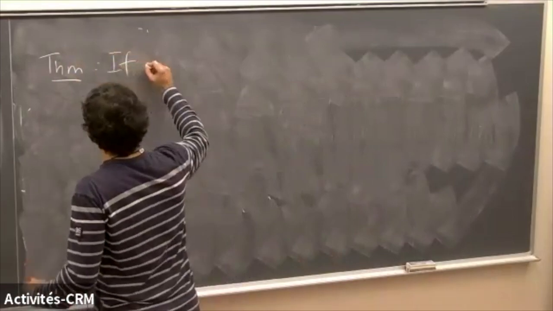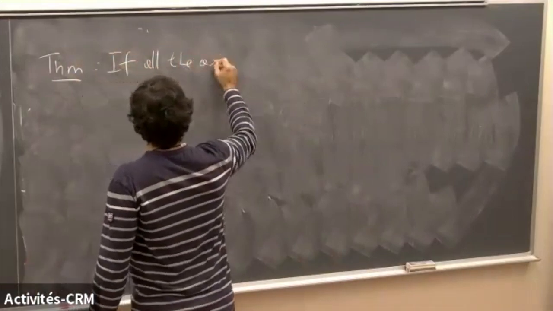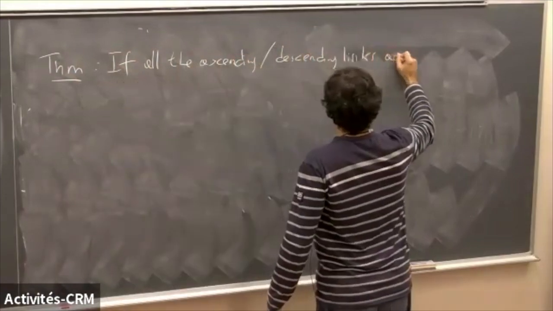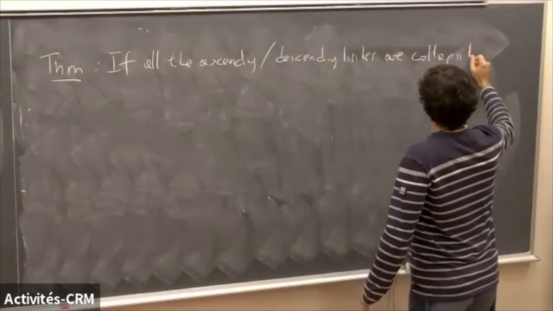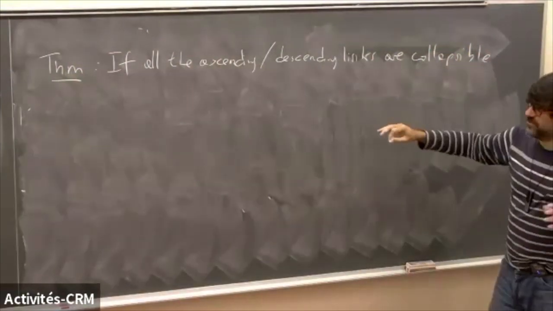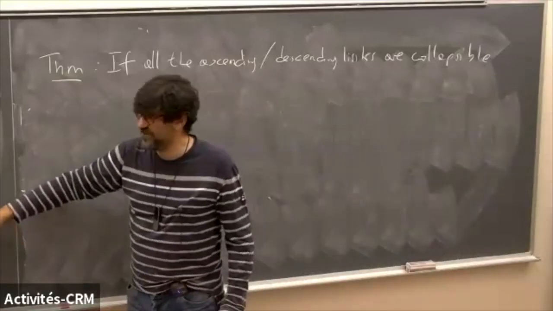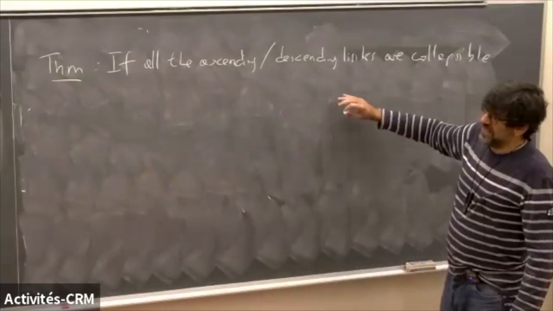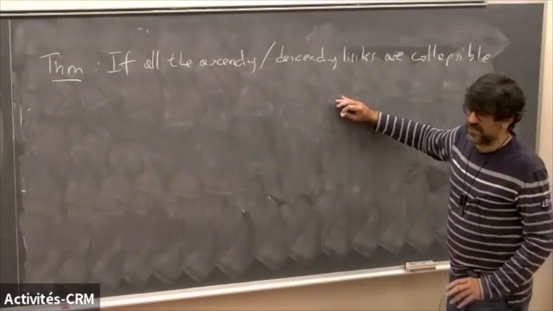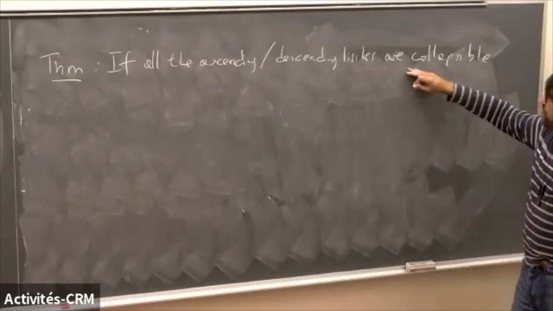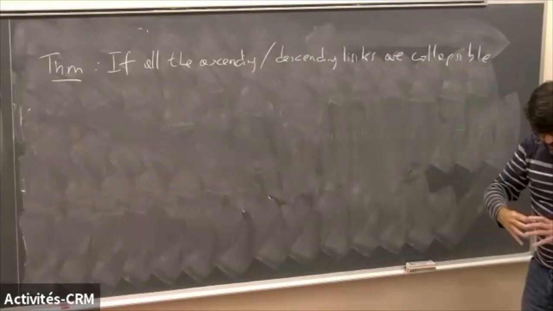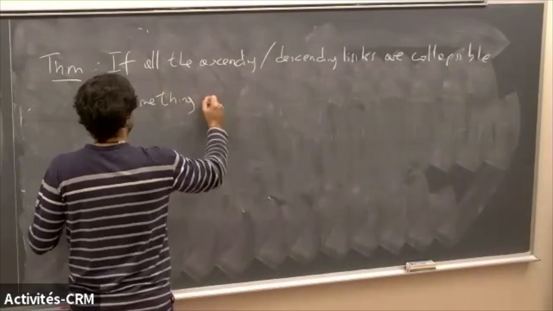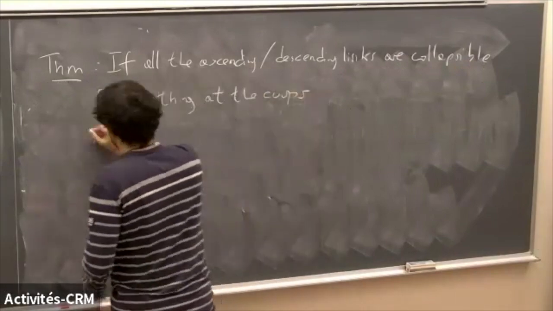If all the ascending and descending links are collapsible. Collapsible is more than contractible. So we are in PL. We strongly live in the piecewise linear world, which up to dimension 5 is okay because it's like smooth. Collapsible means it should collapse to a point. And the same thing occurs at the cusps. Then you get a fibration.